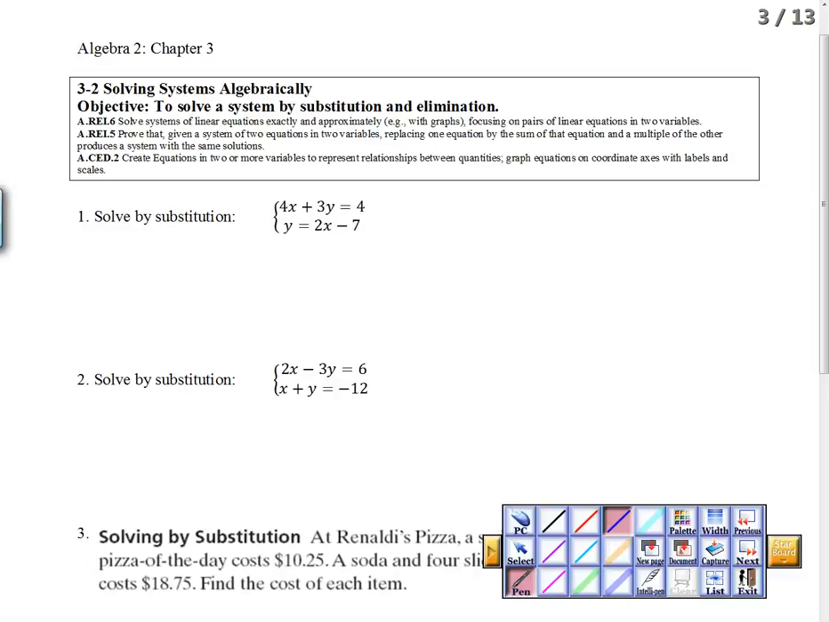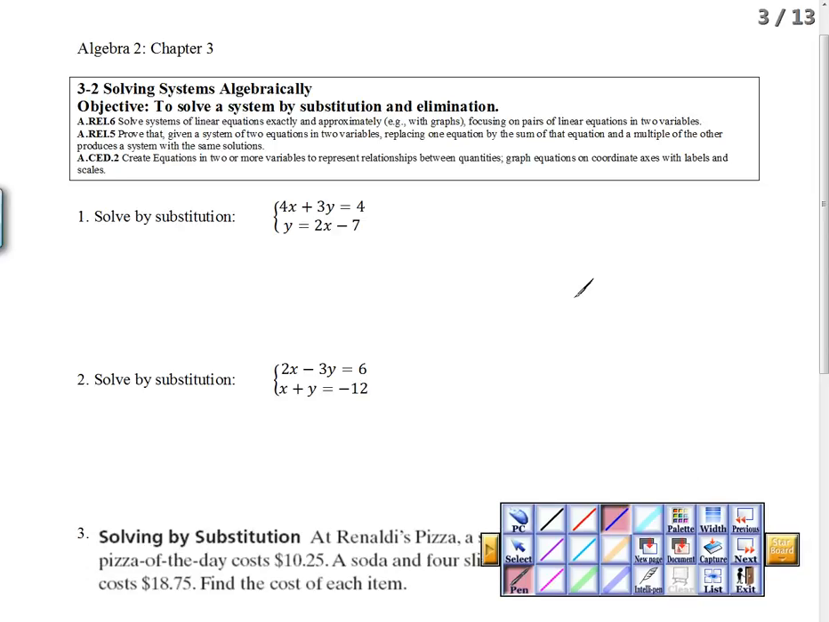Hi folks, today we're doing section 3.2 called Solving Systems Algebraically. In 3.1 last week we looked at solving systems of equations by graphing them and finding the intersection. So today we're going to add another tool in order to solve, and that's algebraically. There's two types. If you notice, our objective is to solve a system of equations by substitution.